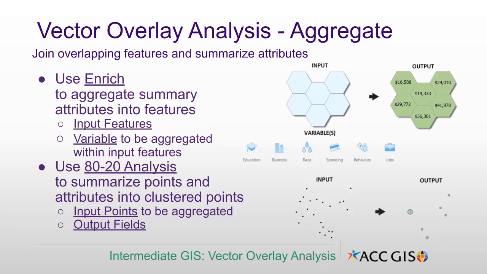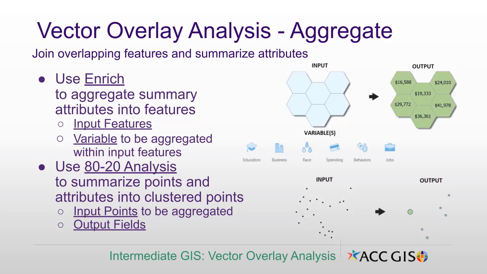Another vector overlay analysis aggregation tool is Enrich. We use Enrich to aggregate summary attributes into features. This is a new cloud-based geoprocessing tool in which ArcGIS Pro works with ArcGIS Online. Often you have your input features, which might include polygons or bins in ArcGIS Pro, and then you want to populate it with different types of attributes that are readily available in ArcGIS Online. You can use Enrich to do that.